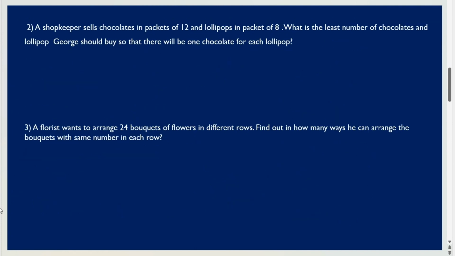Okay, moving on. Number 2. A shopkeeper sells chocolates in packets of 12, so let's just write 12, and lollipops in packets of 8. Okay, let's just write 8. What is the least number of chocolates and lollipops George should buy so that there will be one chocolate for each lollipop? Okay, so here there is a clue word, least number of chocolates. So obviously, LCM of 12 and 8.